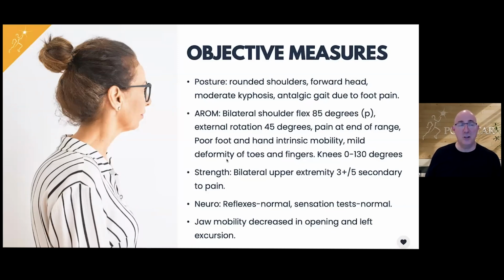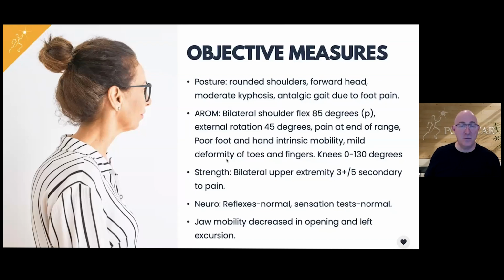And in her posture, she had a little bit of rounded shoulders, forward head, a moderate kyphosis, and her gait was a little antalgic. Antalgic means that pain is causing a change in the way she walks. It's not necessarily a specific pattern. It is just a pattern that is not normal because of pain.